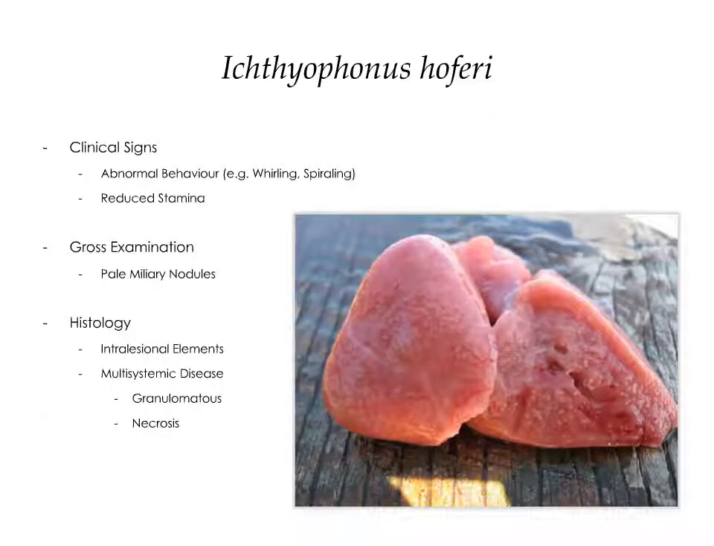Clinical signs associated with infection include abnormal behavior and reduced stamina. Examples of abnormal behavior include whirling and spiraling. On gross examination, you'll likely see large numbers of pale miliary nodules in a variety of tissues, particularly within the heart. This is a multisystemic disease, so in histological section you'll likely find scattered foci of necrosis and granulomatous inflammation within a variety of tissues.